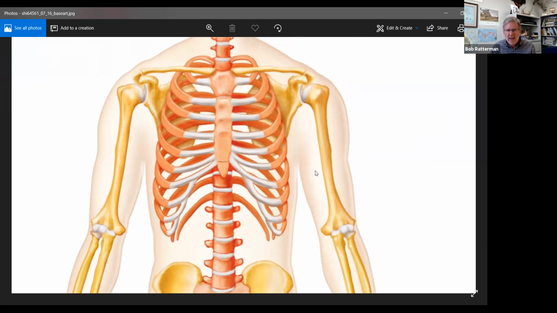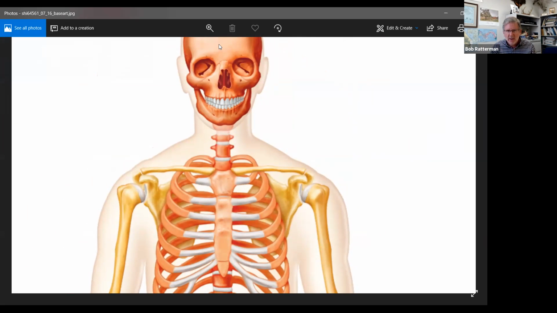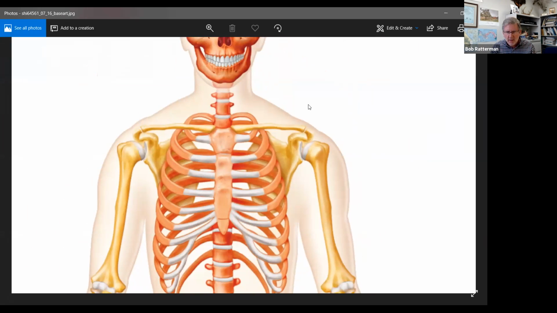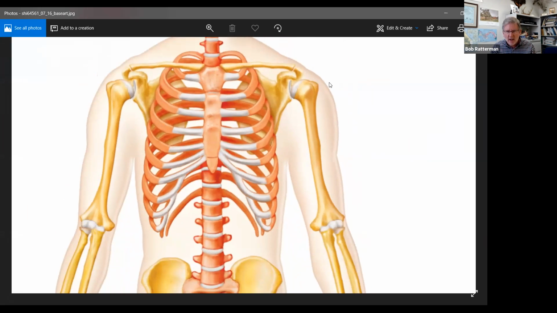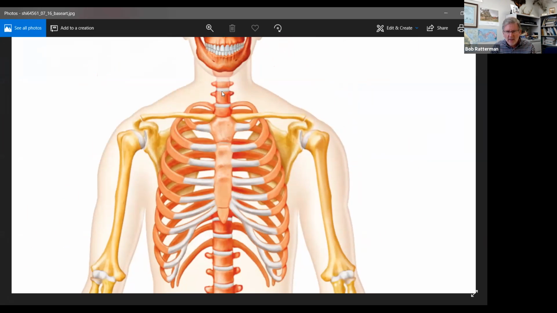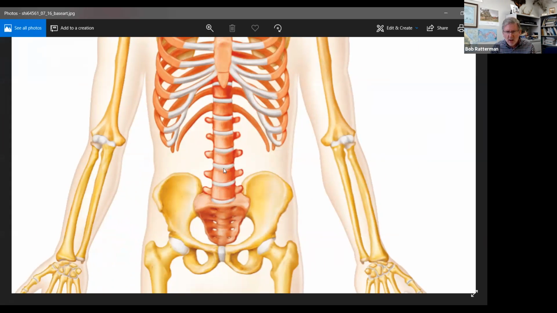Okay, going back up. Let's talk about some of the axial skeleton. We mentioned the skull, we mentioned the mandible, and then of course the sternum. And then of course, what else do we need to talk about? Well, how about all these guys? Right now, we're just going to call them the what?